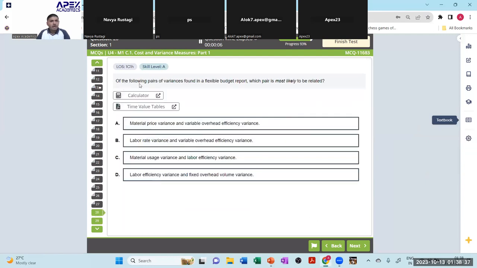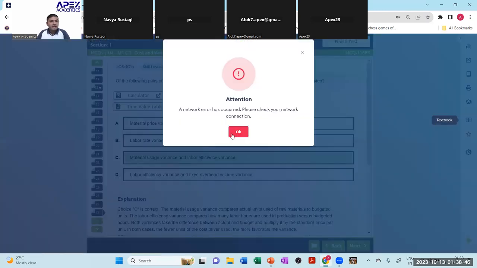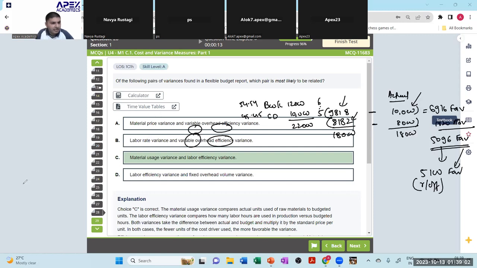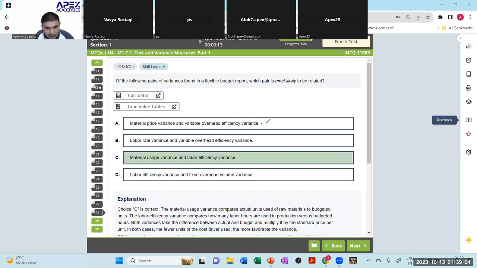28, of the following pairs of variances found in a flexible budget, which is most likely to be related? Material usage and labor efficiency are always related. Material price, see, material price has no relation with variable overhead efficiency. Please keep that much in mind. Variable overhead efficiency variance depends on labor efficiency variance.